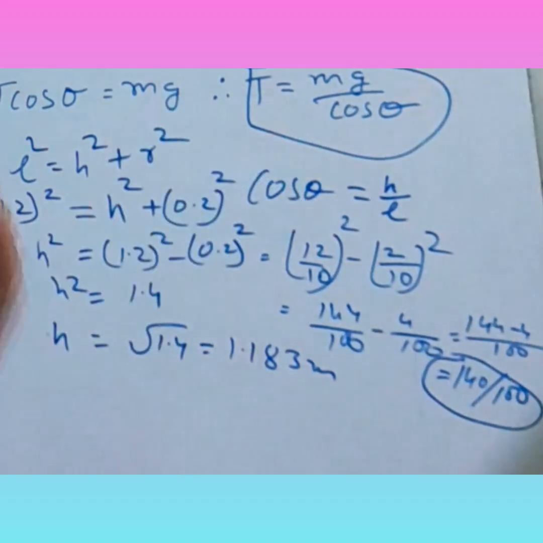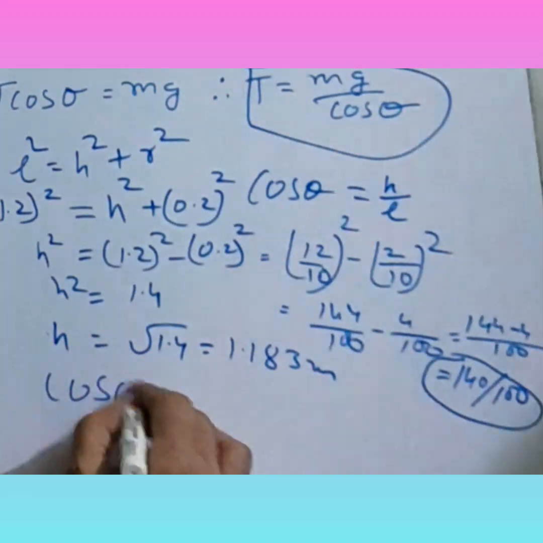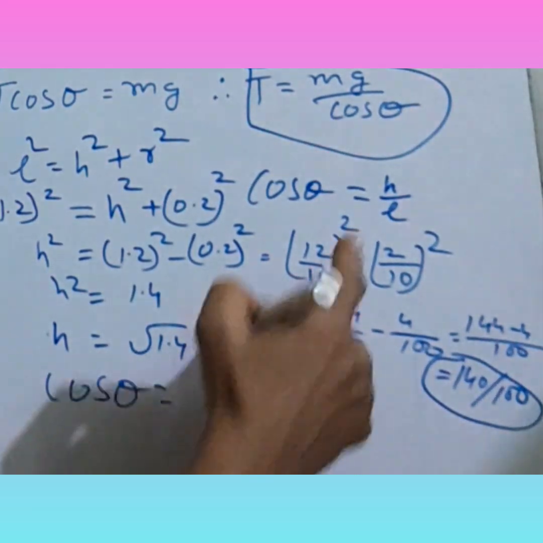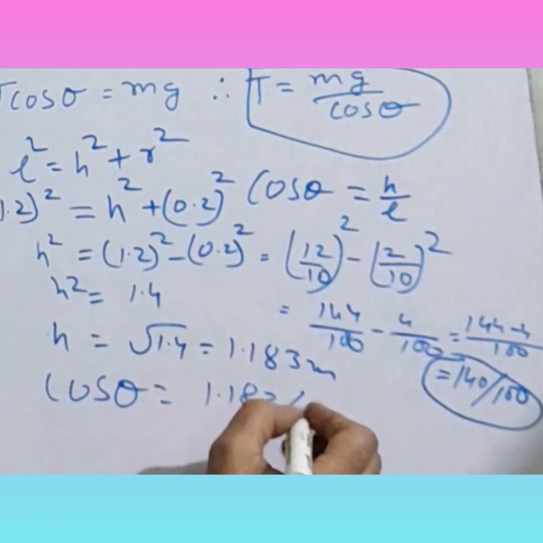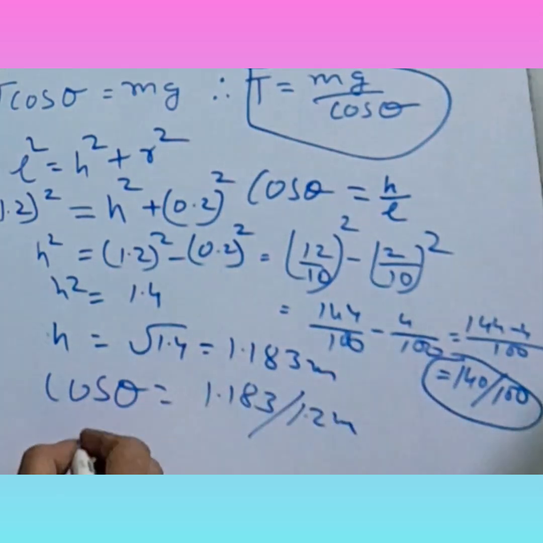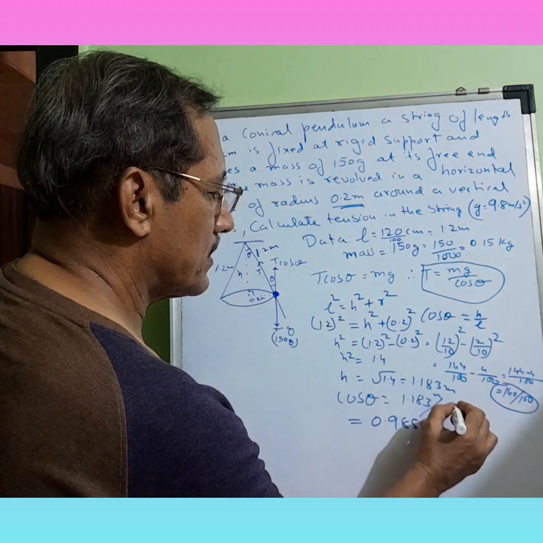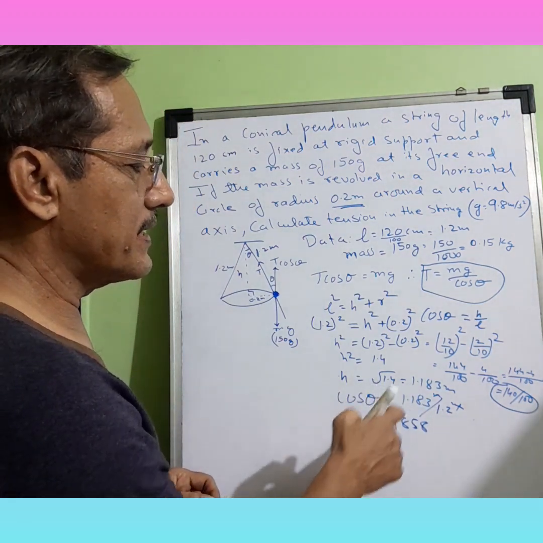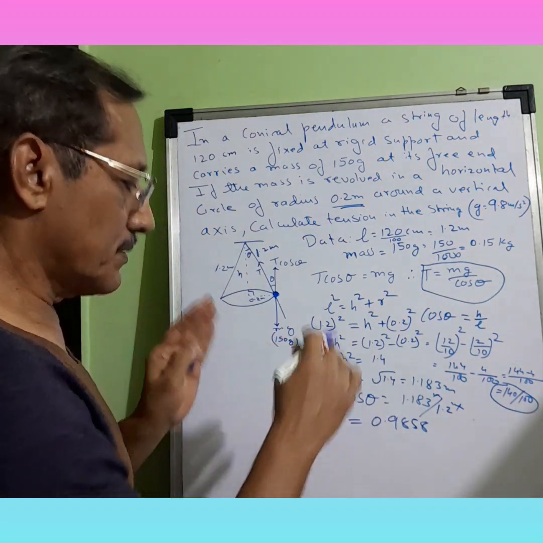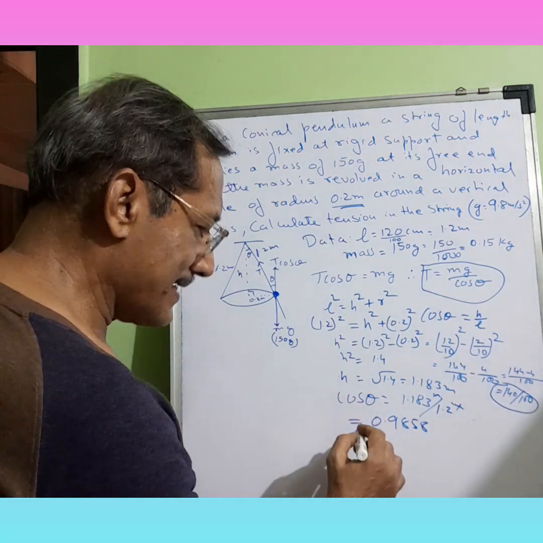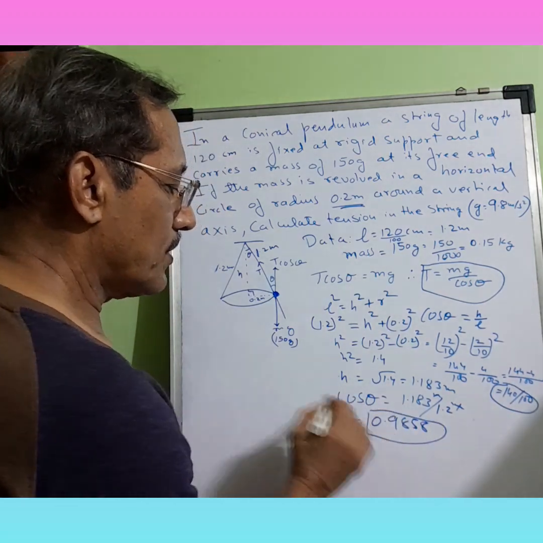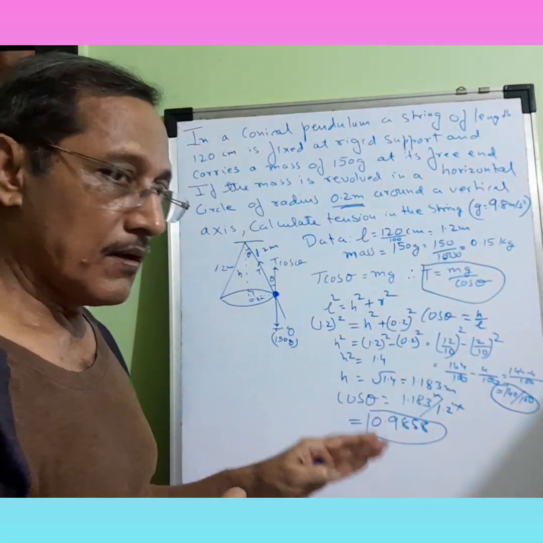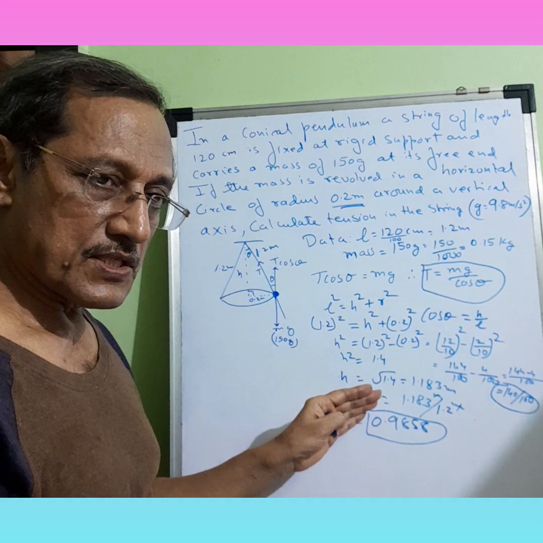So now what? Cos theta is what? Cos theta is equal to h, that is 1.183, divided by L. L is 1.2 meters. So this is also meter, this is also meter, so meter gets cancelled. So cos theta is equal to 1.183 divided by 1.2, and the value that we get is this for cos theta. Now this has to be worked out by log. So learn log by sorting out such numericals.